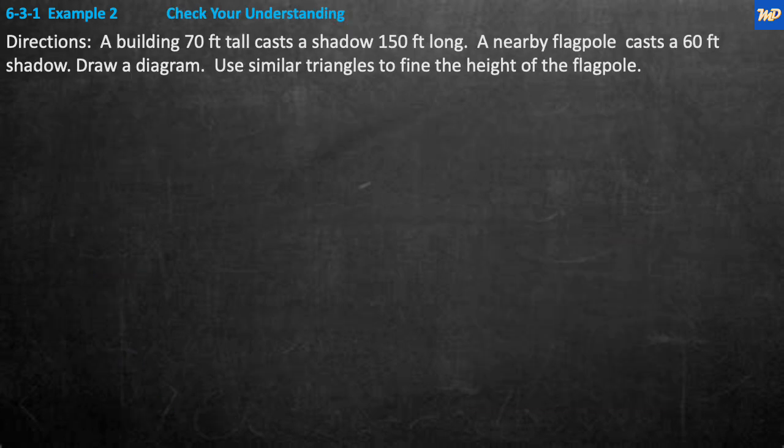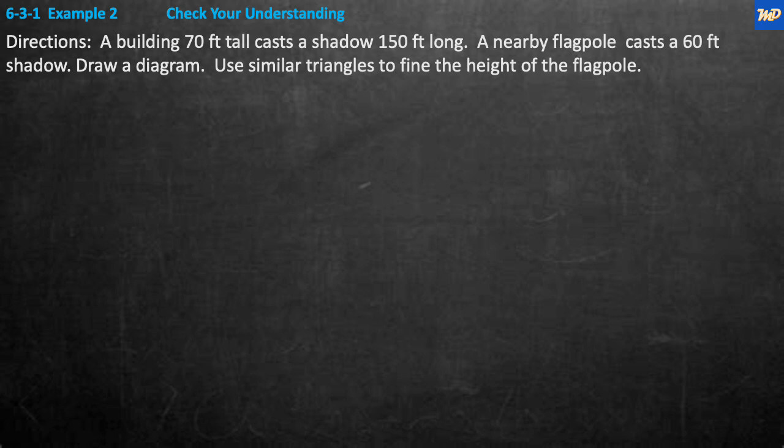Okay, example 2. Check your understanding. Directions. A building 70 feet tall casts a shadow 150 feet long. A nearby flagpole casts a 60-foot shadow. Draw a diagram. Use similar triangles to find the height of the flagpole. So go ahead and do this on your own. Pause the video. When you come back, we'll do it together.